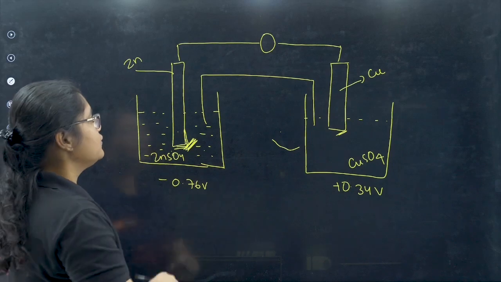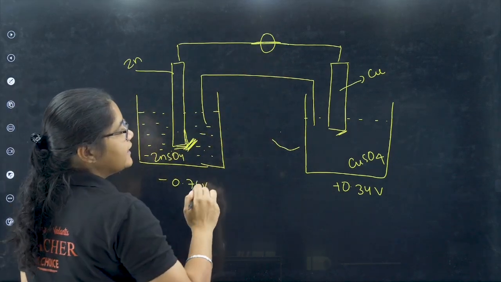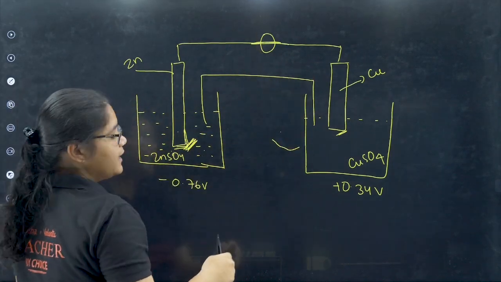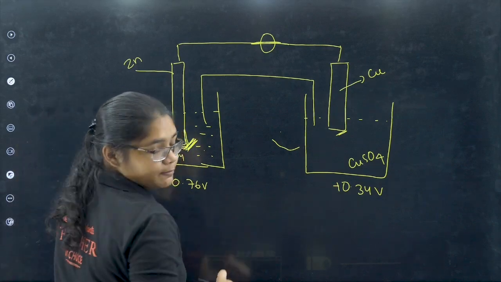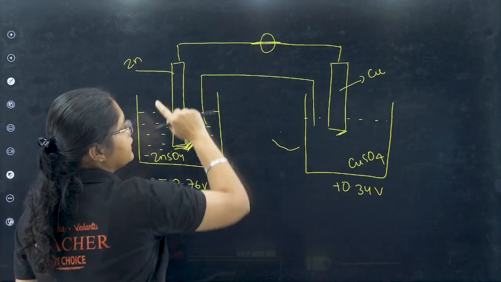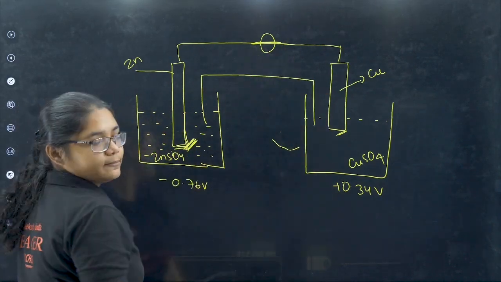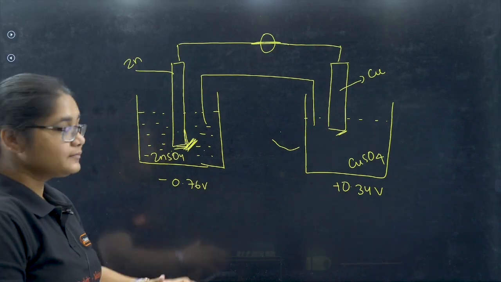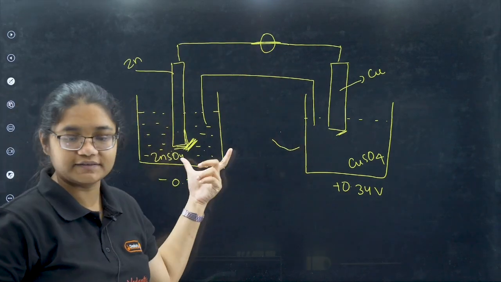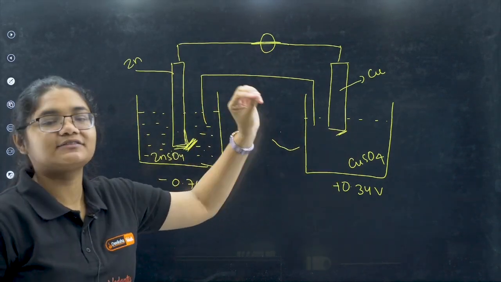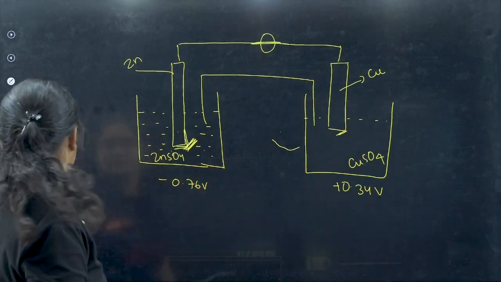Now what happens when you connect this in series? Electrons will start flowing. Okay, so you can see this is lower potential, this is higher potential. From here to here, the electrons will start flowing. So this potential difference between two electrodes is called your EMF. Okay, we'll see that now.